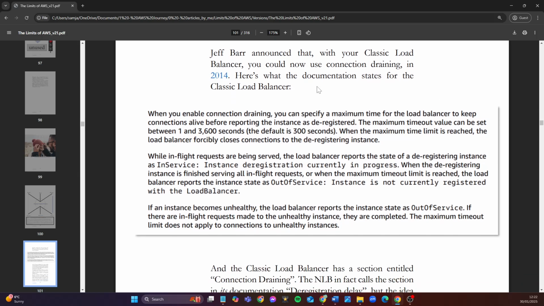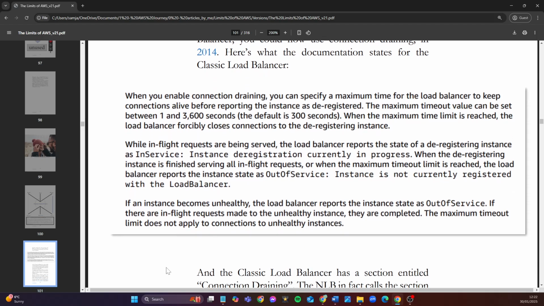Here's what the documentation states for the classic load balancer. When you enable connection draining, you can specify a maximum time for the load balancer to keep connections alive before reporting the instance, the target, as deregistered. The maximum timeout value can be set between 1 and 3,600 seconds. But guess what the default is? How many seconds? 300 seconds. When the maximum time limit is reached, the load balancer forcibly closes connections to the deregistering instance.